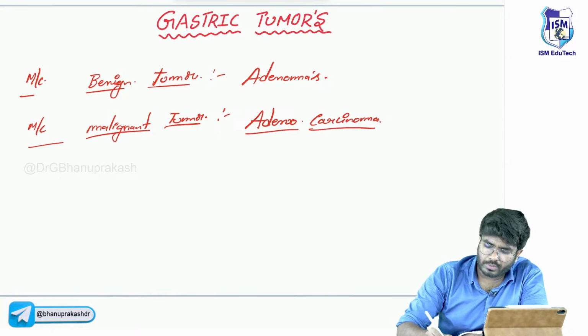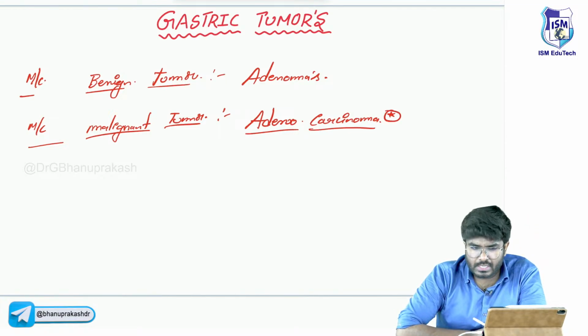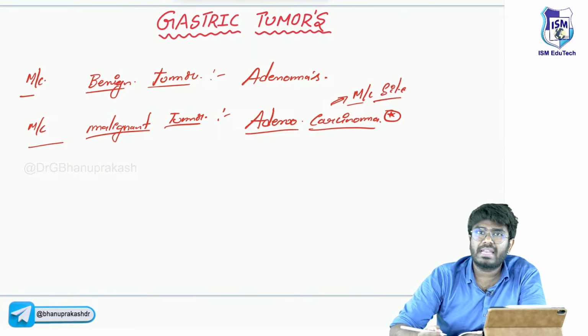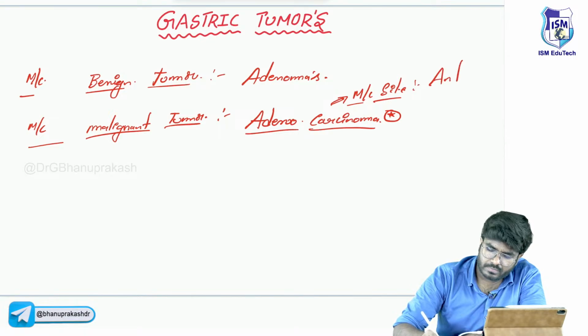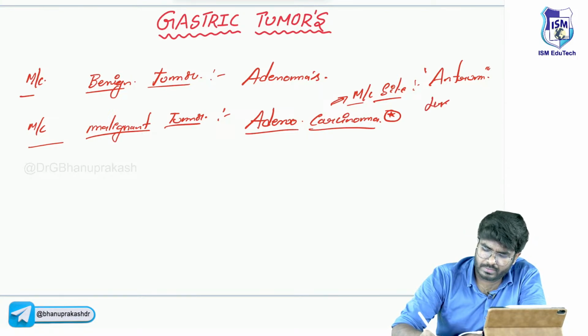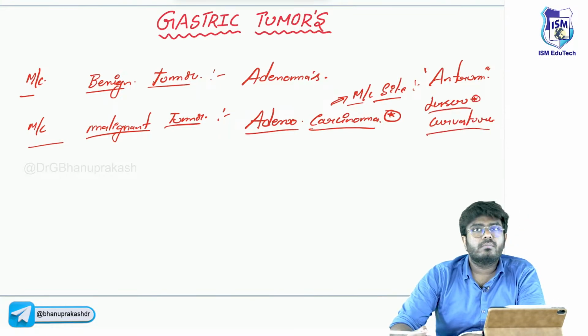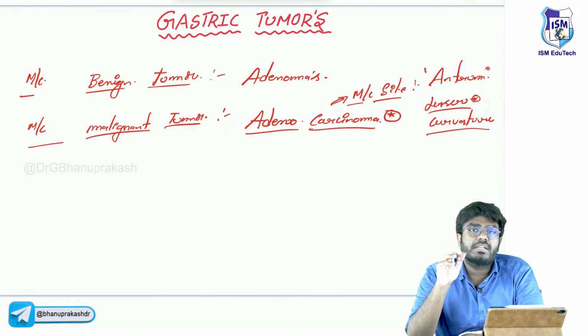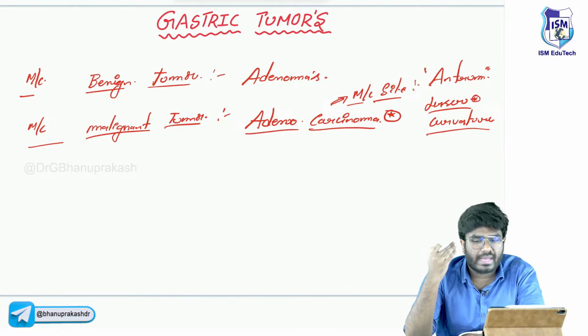Okay, so adenocarcinoma of the stomach. That's the most common variety. What is the most common site? The most common site of adenocarcinoma is the antral region, near the lesser curvature. In the antral region near the lesser curvature, there is a chance that the patient can develop the cancer. Look, in type B gastritis, the most common site is the lesser curvature near the antrum.